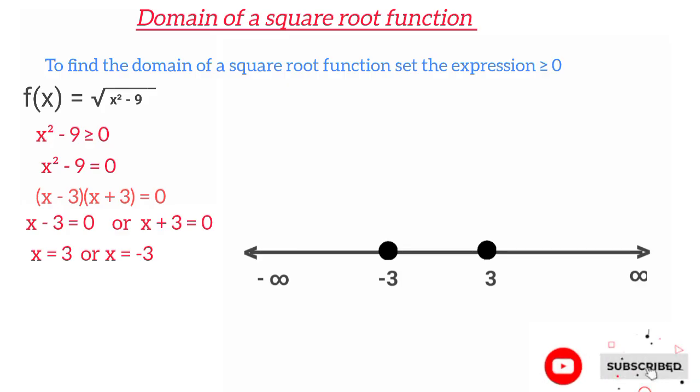On this number line, there are three intervals, which are from negative infinity to negative 3, from negative 3 to 3, and from 3 to positive infinity.